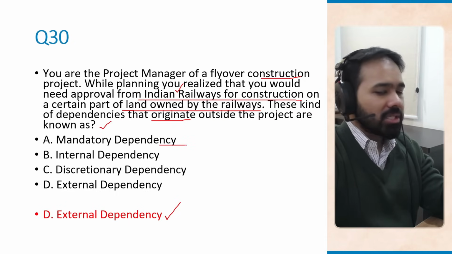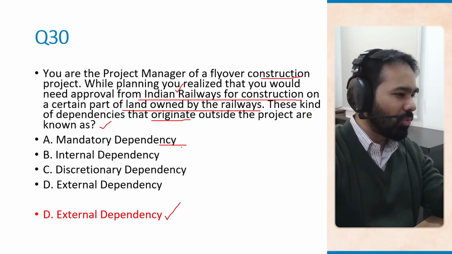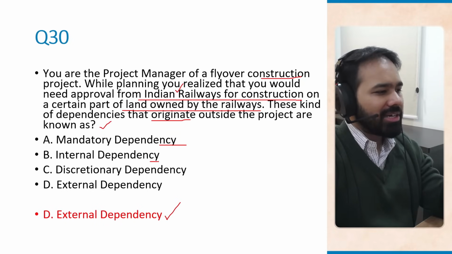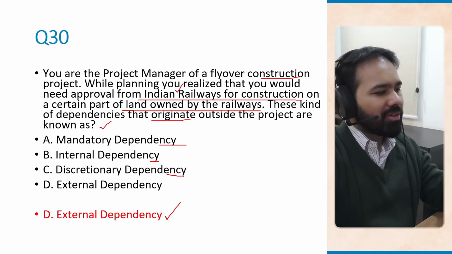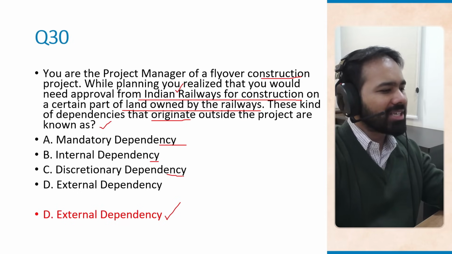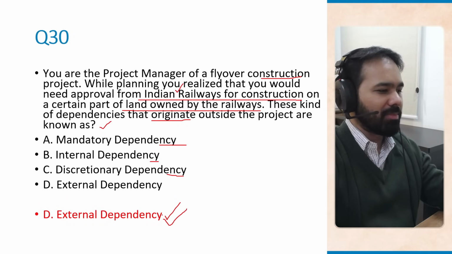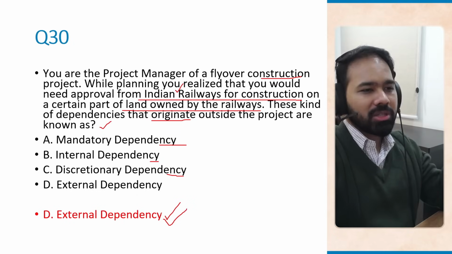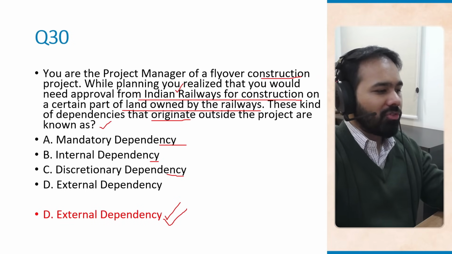Mandatory dependency is hard logic. It means this is something that has to be done. It could be foundation before walls. Internal dependencies are dependencies that are within the project or the organization itself. Discretionary dependencies are preferred. They can be best practice sequences that are chosen by the team. But external dependency is outside the control of the project manager. Permits, approvals, third party timelines, right? All of these are outside the purview of the control of the project manager on the project, right? So this is why this is an external dependency.